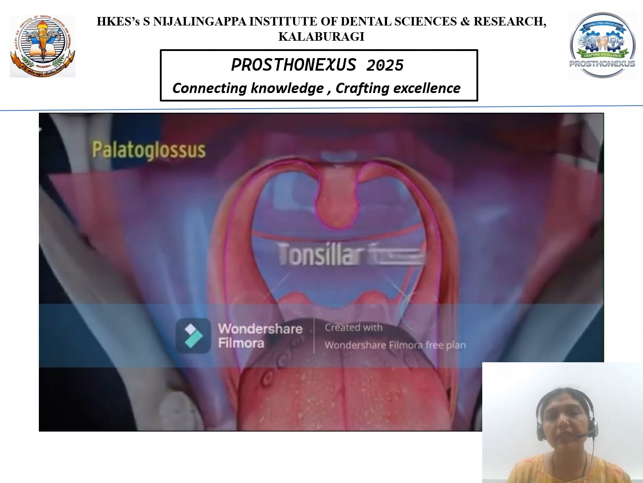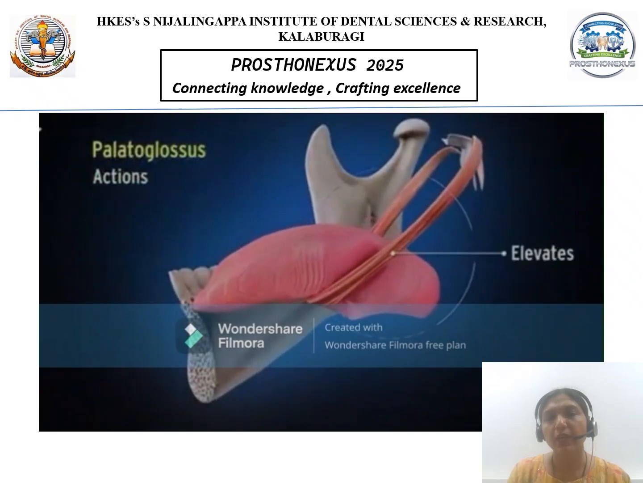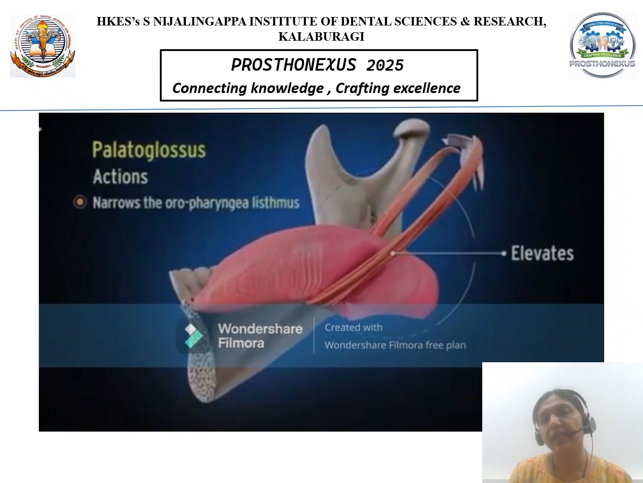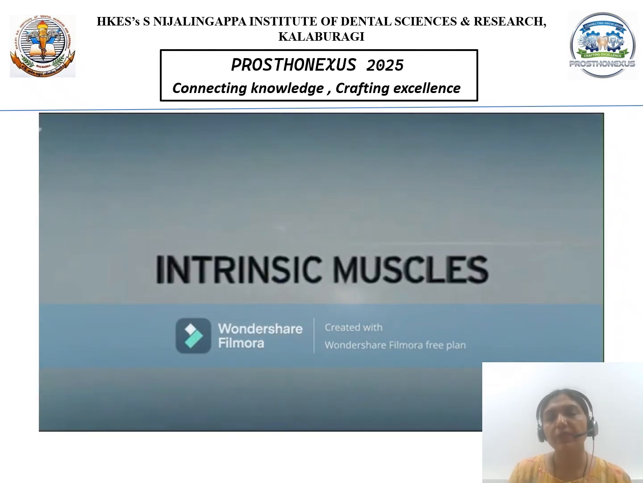So the action of the palatoglossus, you can see here, see how it elevates the tongue and it is narrowing the tongue and also it is held back.